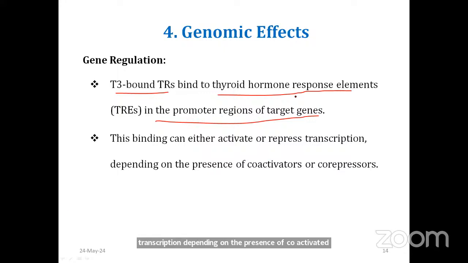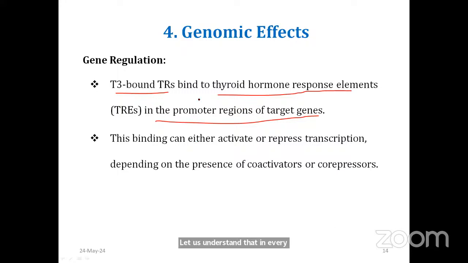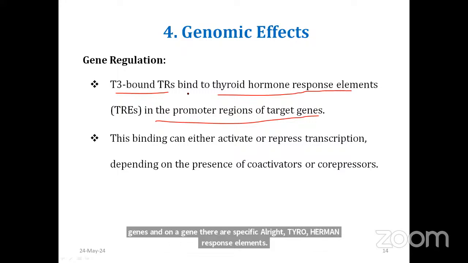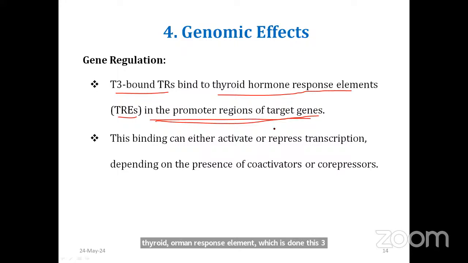Let us understand that in every cell there are specific genes, and on a gene there are specific thyroid hormone response elements. So here there is a combination of three things. One is T3, another is the thyroid receptor, and the third thing is the thyroid hormone response element, which is TREs. So when these three things combine together, they can actually repress or activate the function of genes.